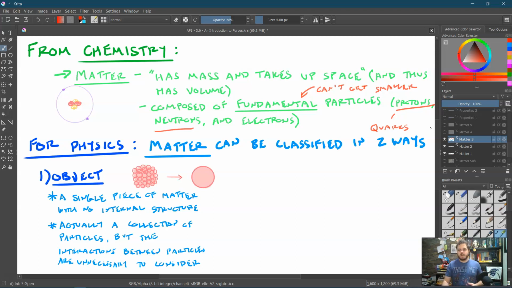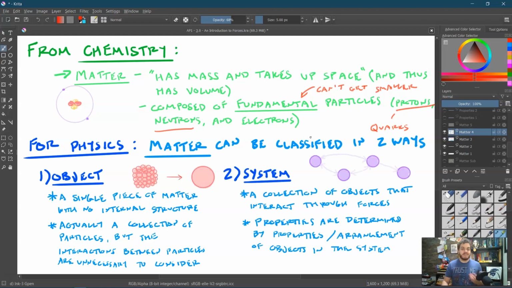The other flip side of the coin is we can treat them like systems. So a system is just a collection of objects that interact through forces. So going back to this whole ball analogy, if I had this piece here where it is a collection of atoms, I could treat that like a system of atoms if I was looking at how exactly those behave as a whole. But I could similarly treat it as an object, or I could look at multiple objects and how they behave with respect to each other.